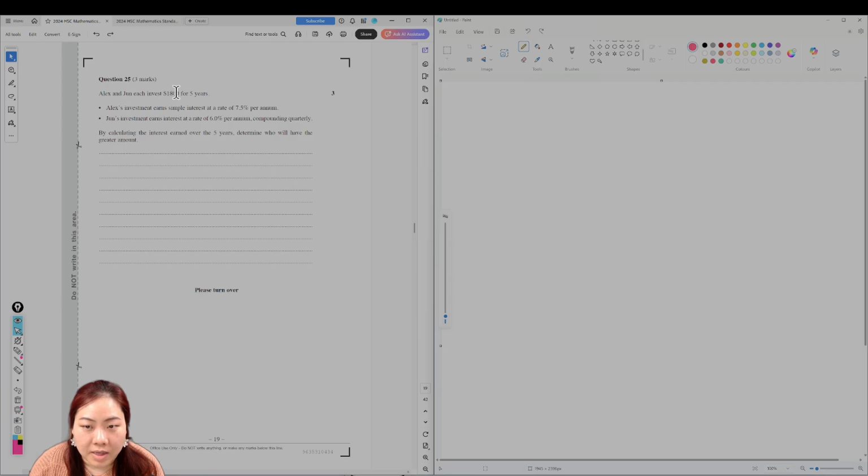Alex and June each invest $1,800 for 5 years. Alex's investment earns simple interest at a rate of 7.5% per annum. June's investment earns interest at a rate of 6% per annum, compounding quarterly. By calculating the interest earned over 5 years, determine who will have the greater amount. Let's go. Alex can have the blue color. So Alex will do here. $1,800 at 7.5%. We need to find out what the simple interest is first.